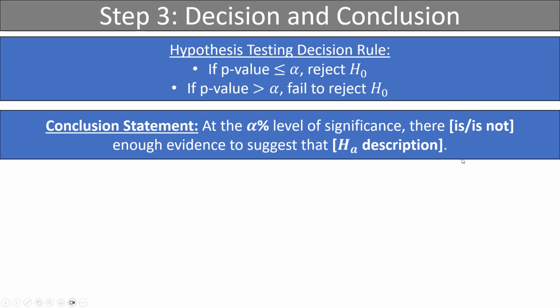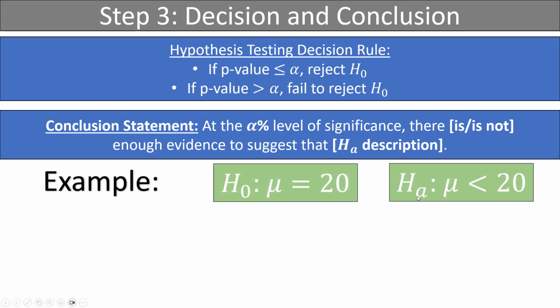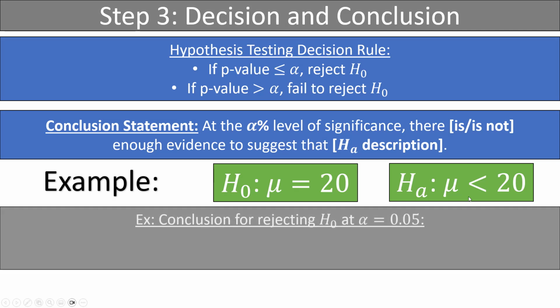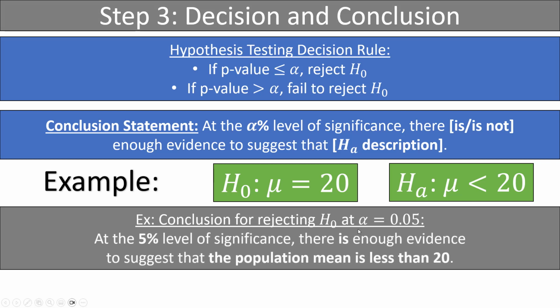So for example, let's say that our null hypothesis was that the mean of some population was 20, and the alternative was that it was less than 20, what we call a left tail test. Here's an example of what it might look like to reject the null hypothesis with a 5% level of significance. You would say at the 5% level of significance, so make sure to put this in percent form instead of 0.05, we have 5% because that's the percent form of this number.